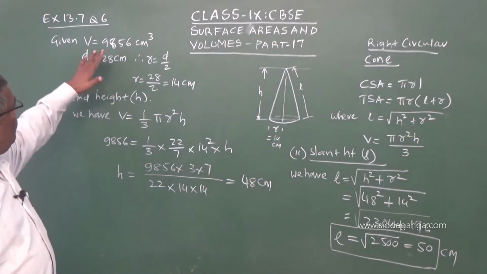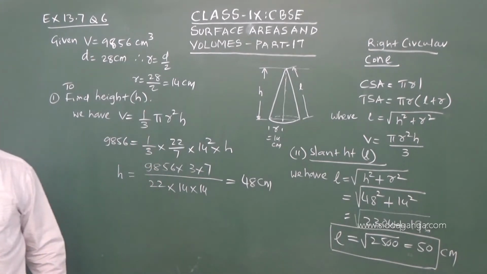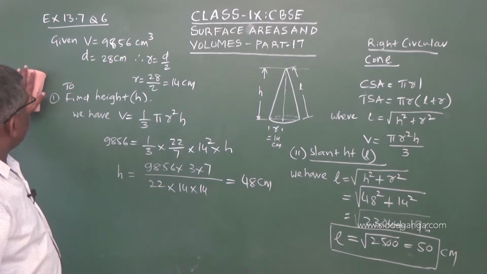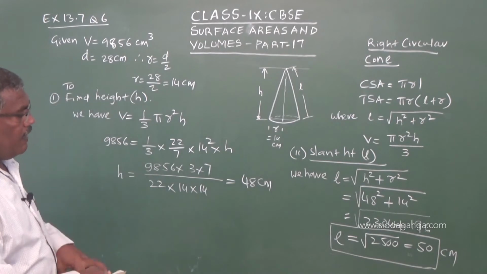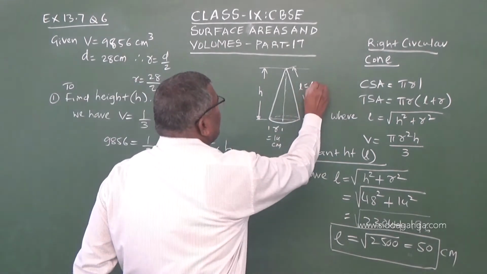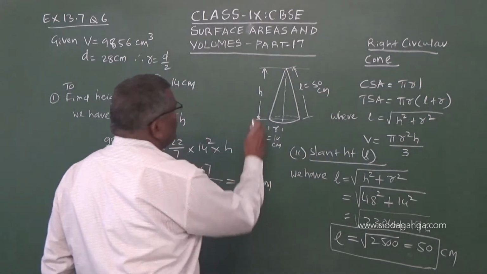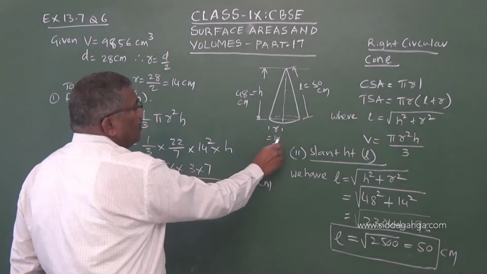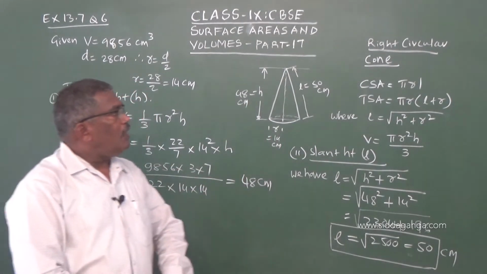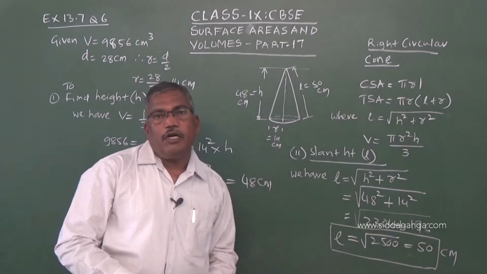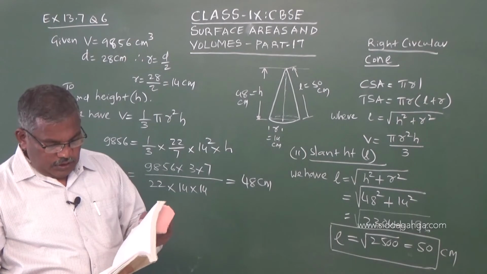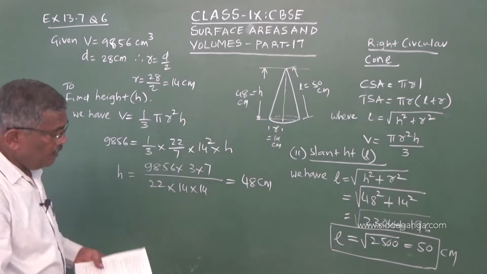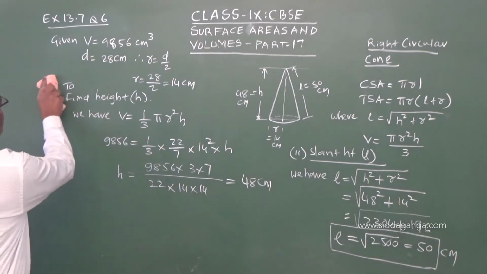So now I will erase this initial portion. Please note down. So we have calculated L is equal to 50 centimeter and h is 48 centimeter. r is known, it is 14 centimeter. So use the formula curved surface area is equal to pi r L and calculate the curved surface area. What is asked is the curved surface area of the cone.